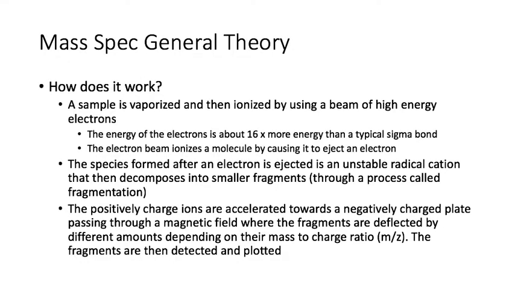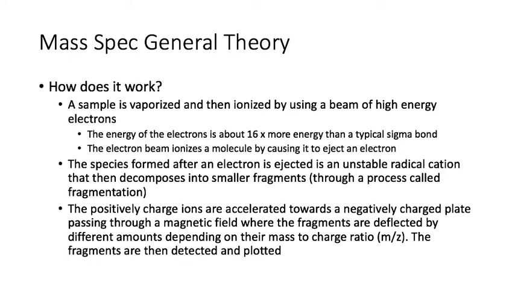So how does it work? Essentially, you have a sample that you put into the machine, and you heat it up to a very high temperature so that it's vaporized. Then after it's vaporized, it's ionized using a beam of high energy electrons, which is different than the electromagnetic radiation that we talked about for IR. This is a different type.